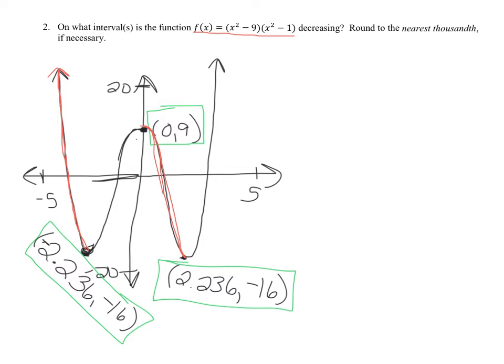in this red section. So when I talk about an interval where it's decreasing, I'm saying from what x value to what other x value is the graph going down.